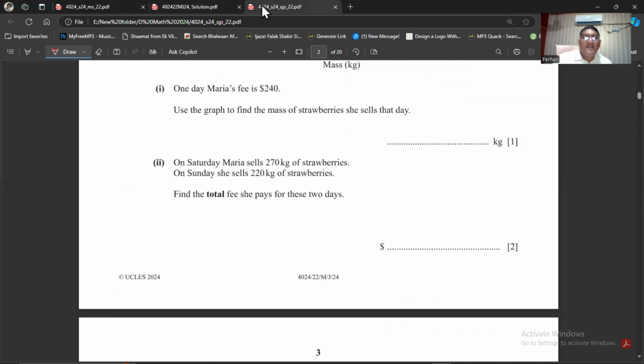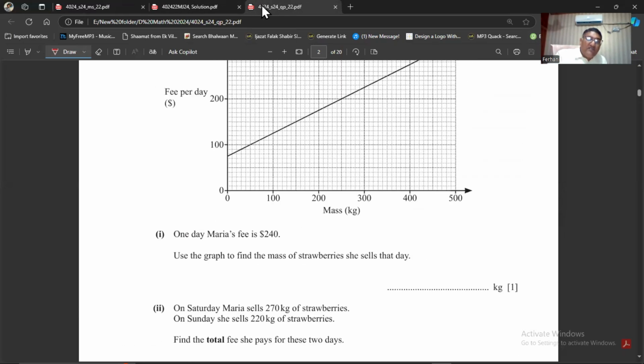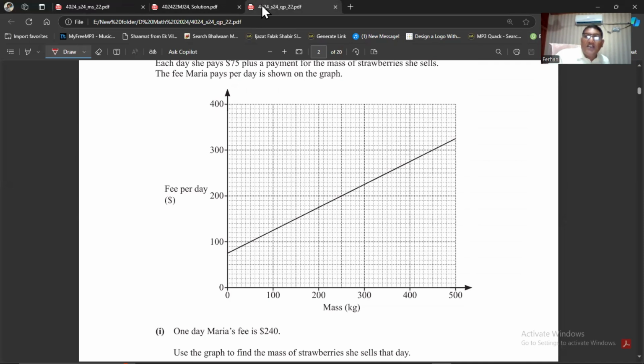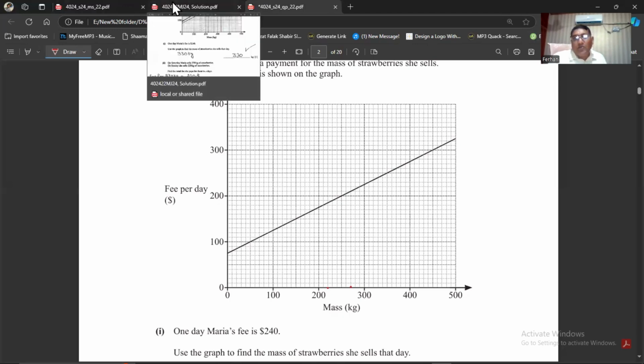Then this is question number 1B, and its second part. On Saturday, Maria sells 270 kg of strawberries. On Sunday, she sells 220 kg of strawberries. Find the total fee she pays for these 2 days. Okay, so we can find the fee when she sold 270 kg and when she sold 220 kg. From 270, I will go to the graph, then check how much the fee is. For 220 kg, I will go to the graph and check how much the fee is. Then I will add up both the fees.